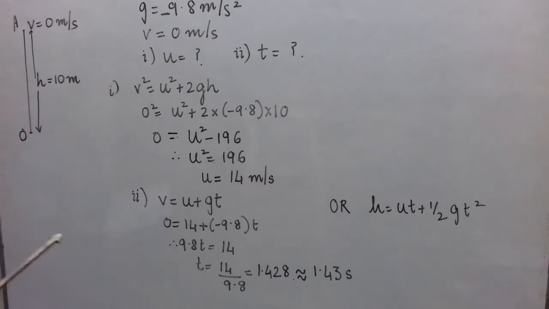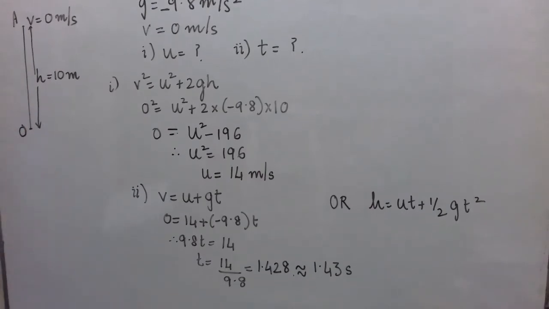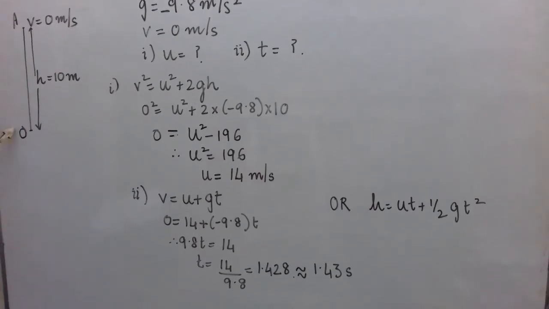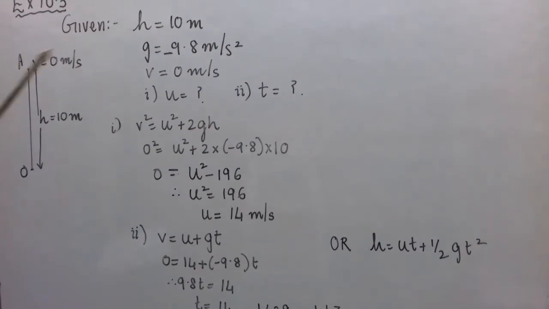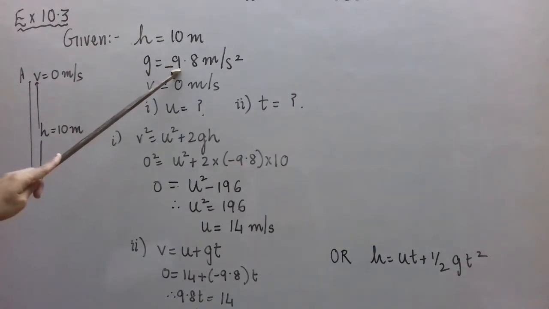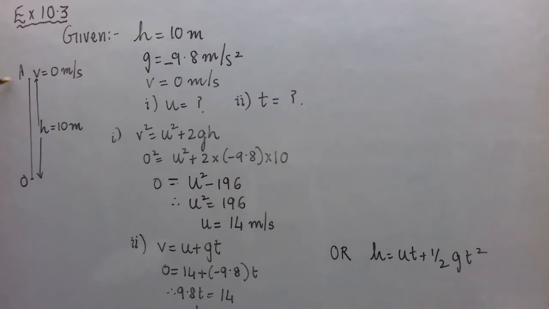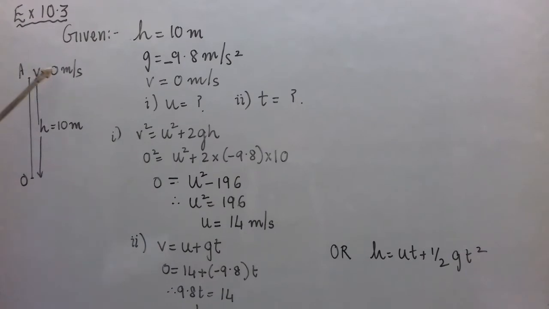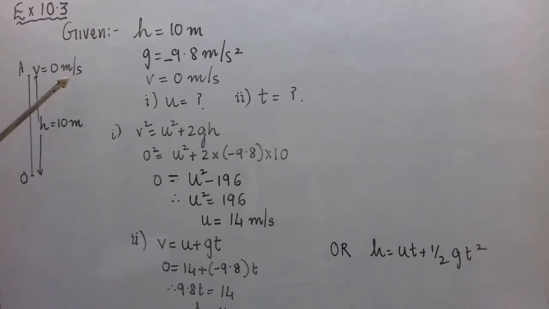So hope the numerical is clear to you. This is similar to the previous numerical. Only the thing is, the body is thrown in the vertically upward direction, so G should be taken as negative. And when the body is dropped, U is 0 meter per second. When the body is thrown in the vertically upward direction, V is 0 meter per second.